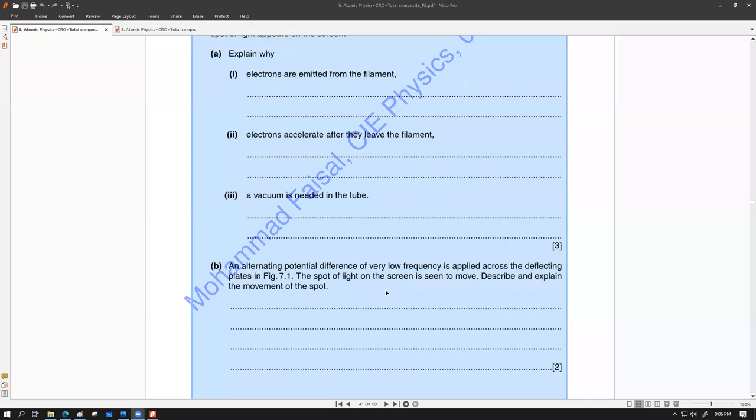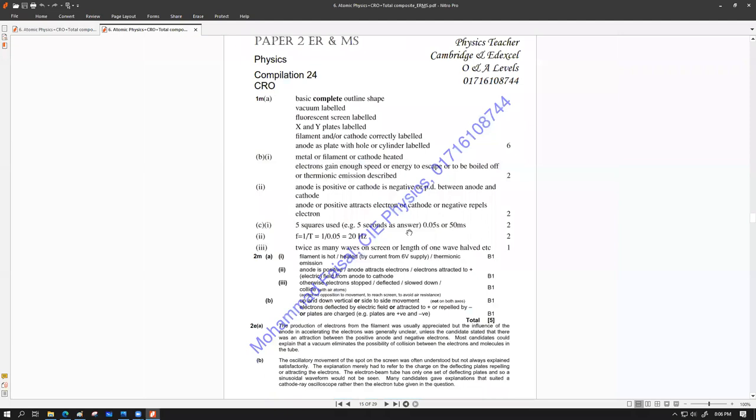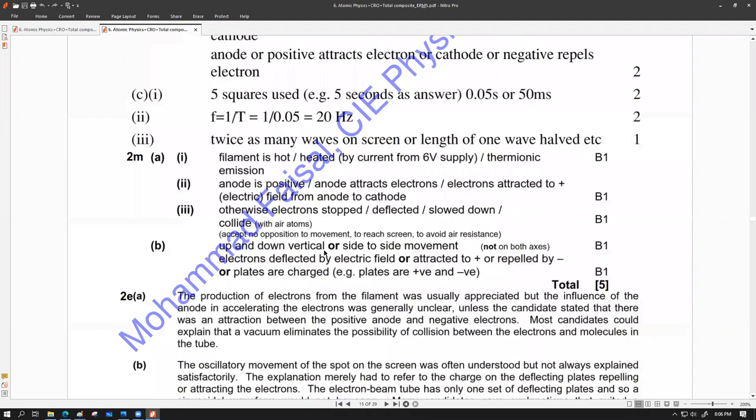Exactly. So this information is important: very low frequency, this implication. Let's have a look at the mark scheme to find out what the examiners are looking for from us. I'll zoom in a bit. So have a look: up and down, vertical, or side-to-side movement. Not on both axes. I'm not sure why they gave the mark for side-to-side movement. I would have never given this part. So you better not adopt this, but no one can write both axes. So you have to mention one axis.